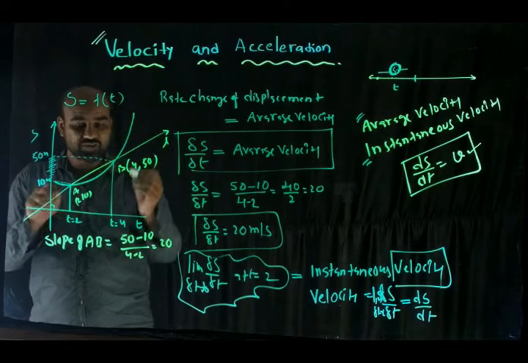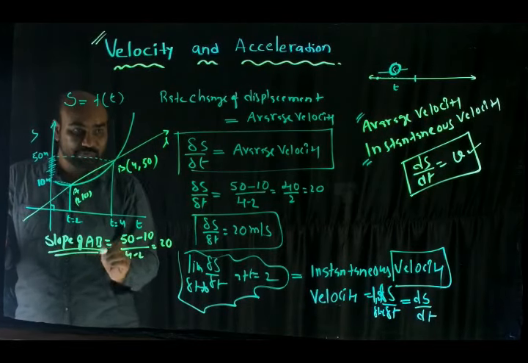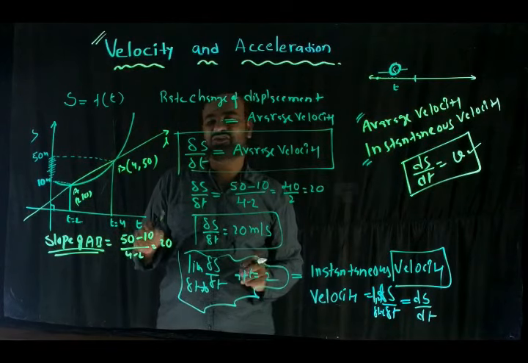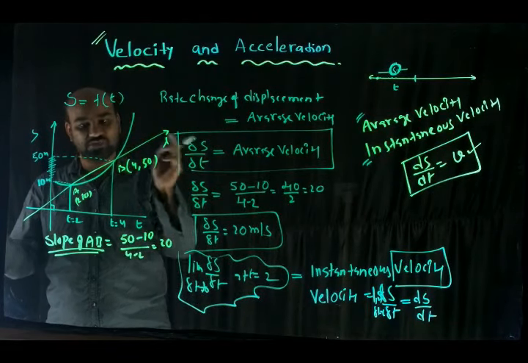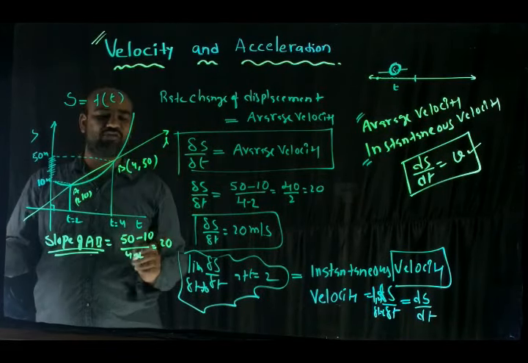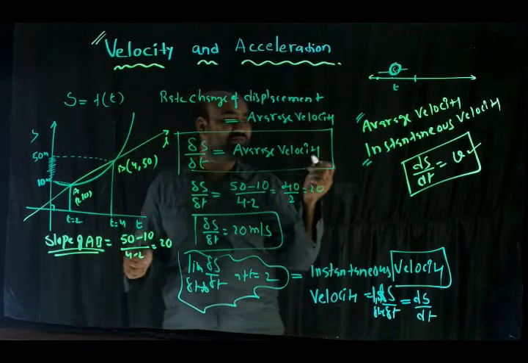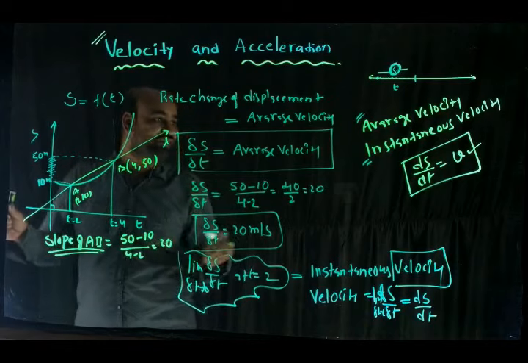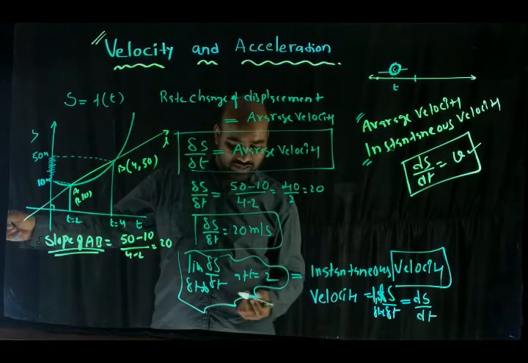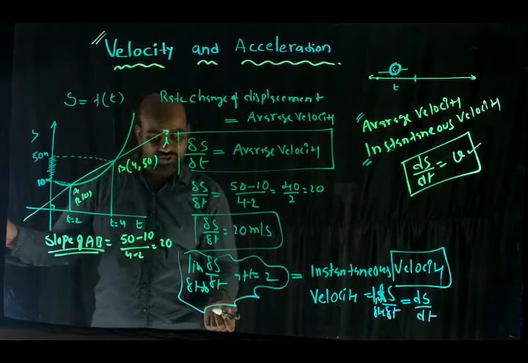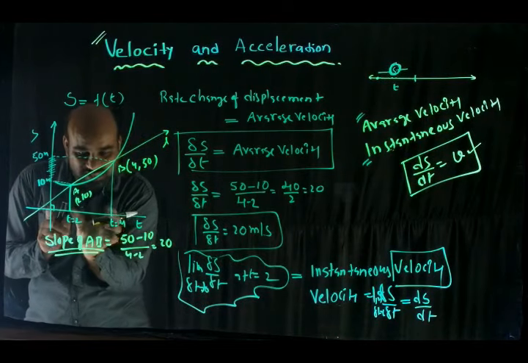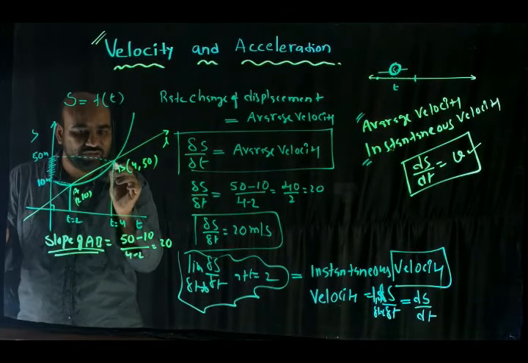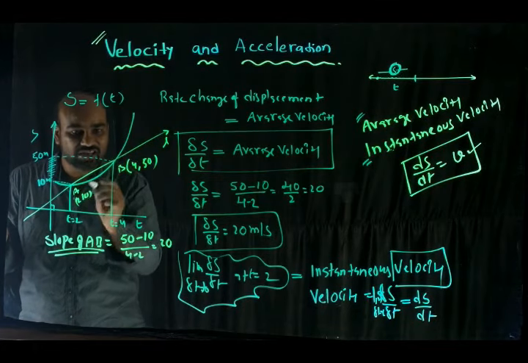So the slope of AB is 20. The slope of AB is representing average velocity, or rate of change of displacement. Rate of change of displacement is nothing but the slope of this curve. What is the graphical meaning of instantaneous velocity? What happens as delta t tends to 0? This gap should become lesser and lesser, which means B approaches A along the curve.